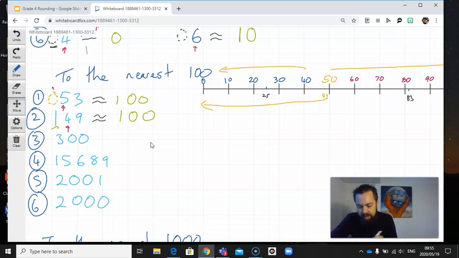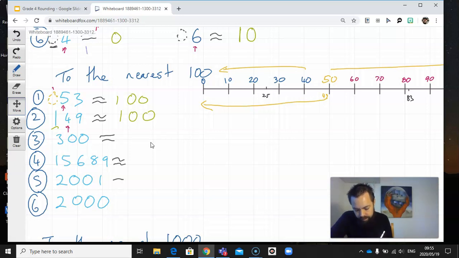So I deliberately chose these two here so that you can see that rounding off is useful, but sometimes it can skew things a little bit. So there's quite a big difference between 53 and 149, but both of them round off to 100. And that can make things a little bit misleading, but that is how we round off, and it's correct.